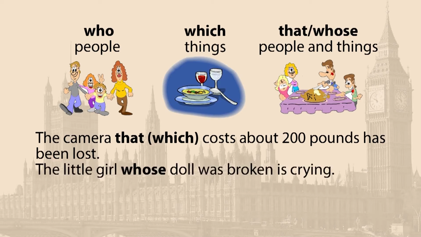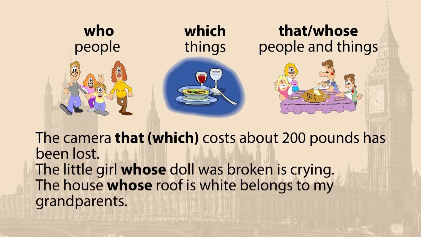The little girl whose doll was broken is crying. Girl is a person, so we can use whose. The house whose roof is white belongs to my grandparents. House is a thing, so we can use whose.